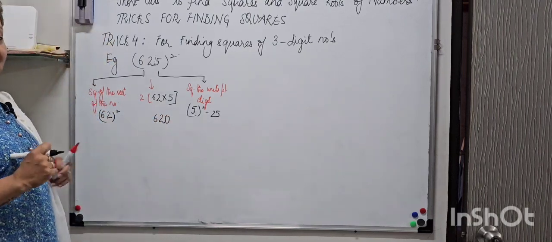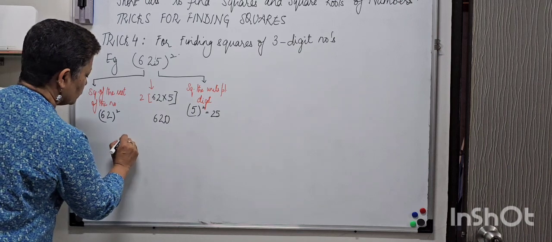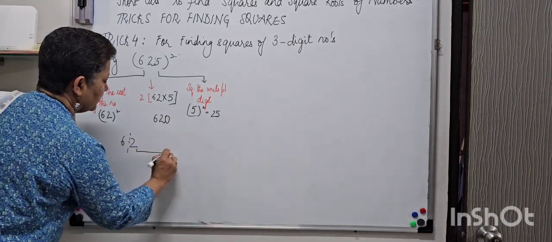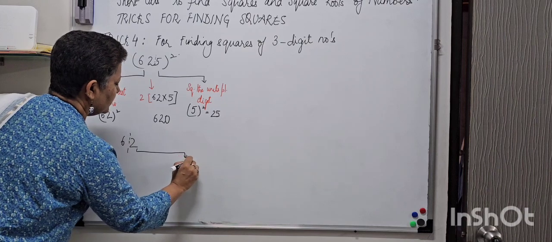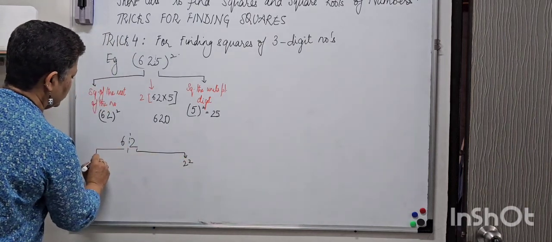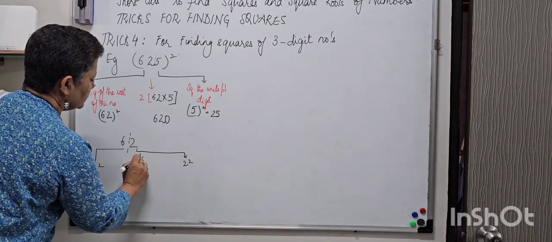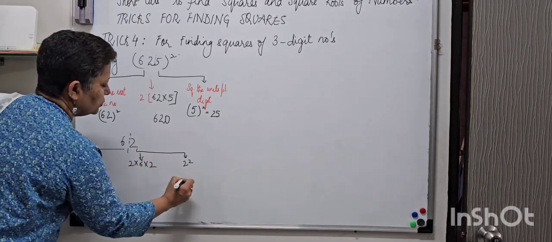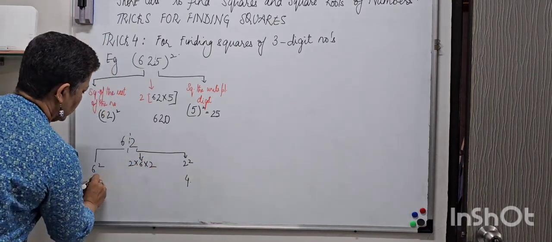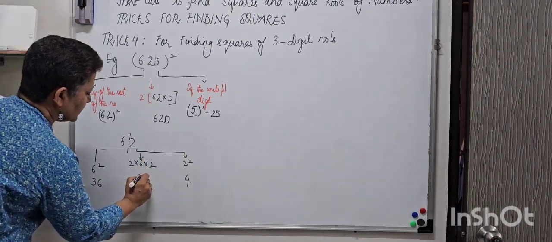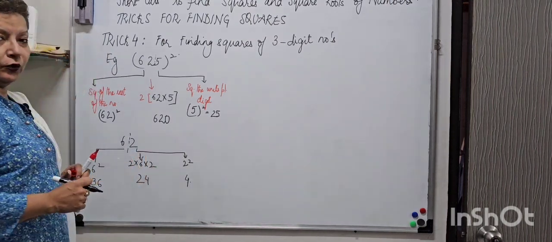Now let's come to this here. Now if I were to look at it, 62 I could have split up, and this would have been 2 square, this would have been 6 square. Here you would have 2 into 6 into 2. So this is 4, this is 36, and this would have given you 24. What do you do with this 24?